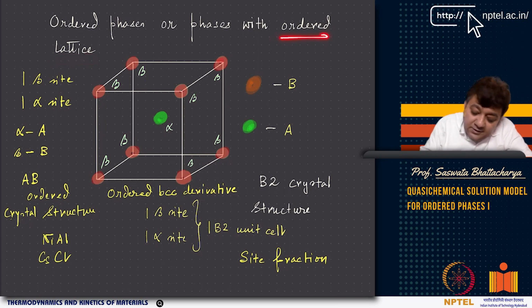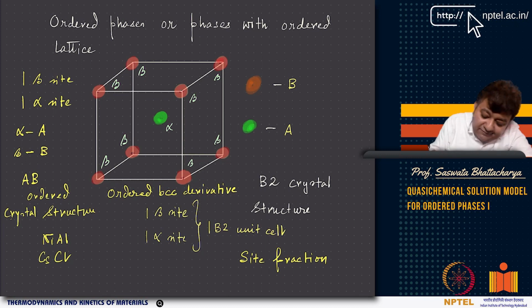The random alloy approximation that you use for regular solutions no longer holds, and you have specific, unique lattice sites. These are the beta sites, the corner positions of the lattice, and alpha is the body centered position. Alpha is occupied by A and beta is occupied by B. Each corner is shared by 8 such unit cells, so it's 1/8, 1/8, 1/8, 1/8, 1/8, 1/8, 1/8, and 1/8. So 8 times 1/8 is 1.